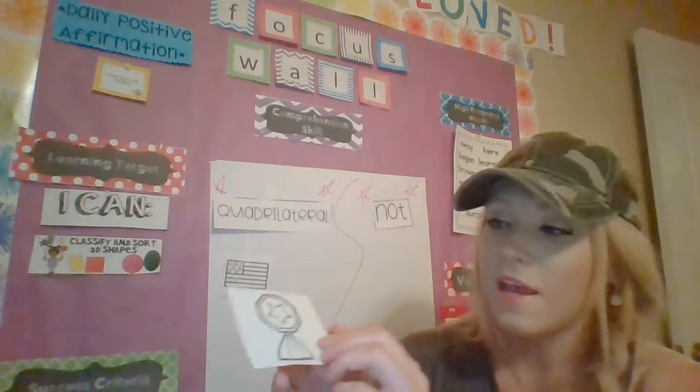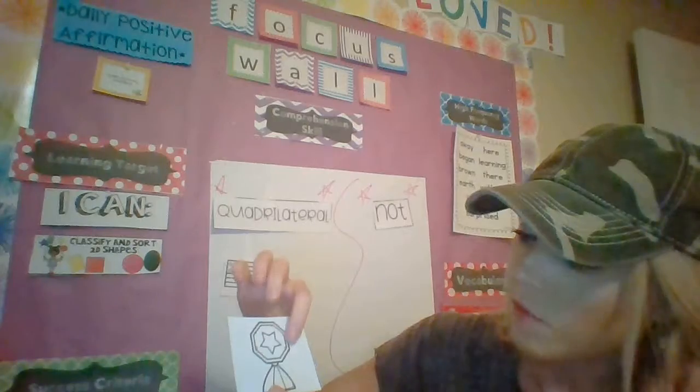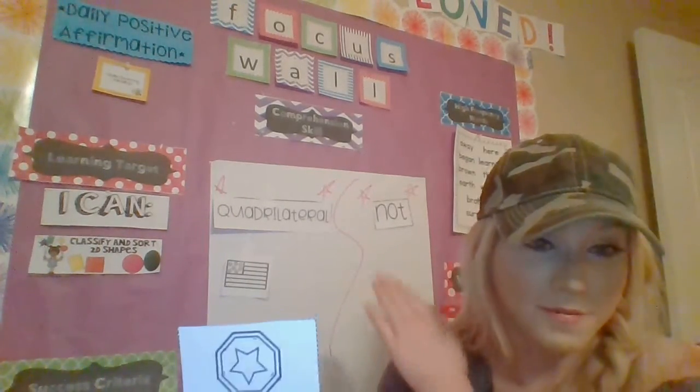Okay, let's see how many sides it has, and then we can see what shape it is. 1, 2, 3, 4, 5, 6, 7, and 8. We learned yesterday that the shape that looks like this that had 8 sides was called an octagon. If you said octagon at your house, give yourself a pat on the back.